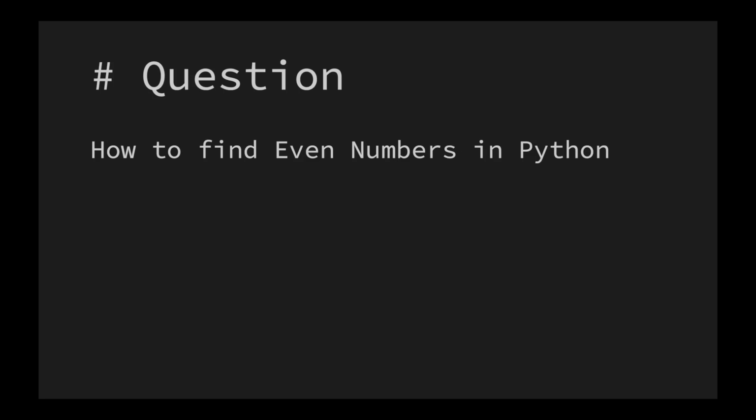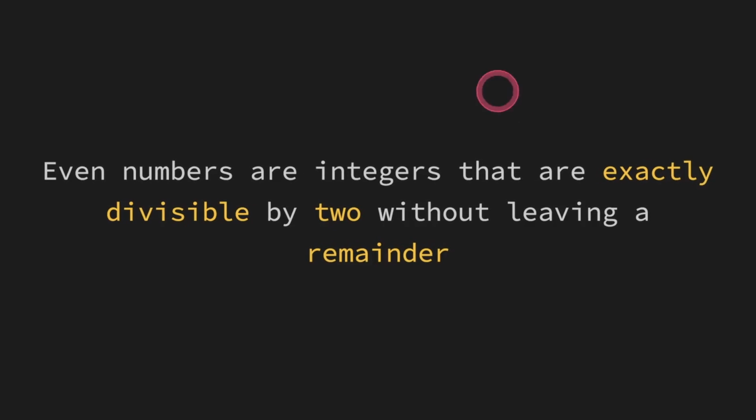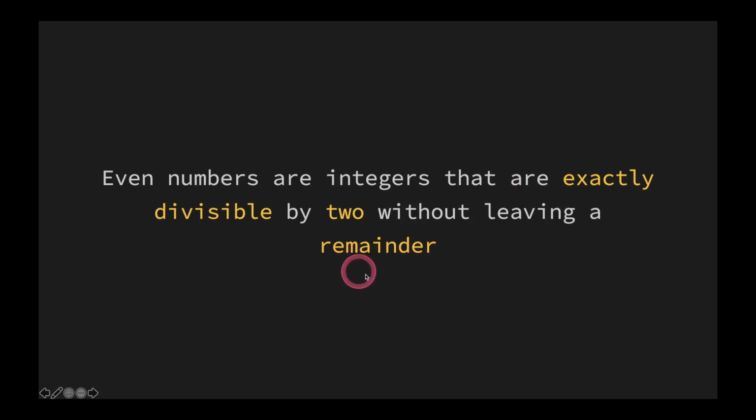Our question today is how to find even numbers in Python. Before we get to the solution, let's remind ourselves of the definition of even numbers. Even numbers are integers that are exactly divisible by 2 without leaving any remainder. These are the keywords we should pay attention to. So the number should be exactly divisible by 2 and it shouldn't leave any remainder.